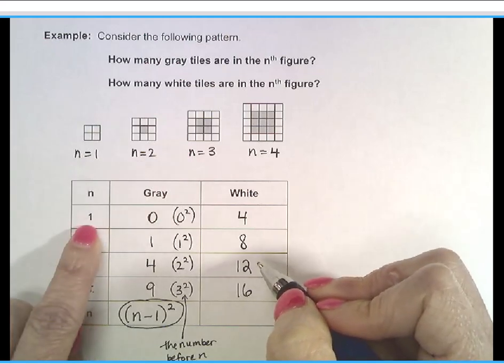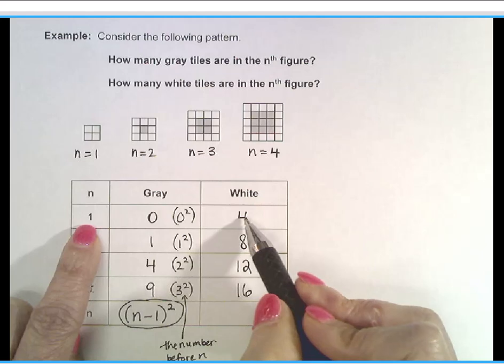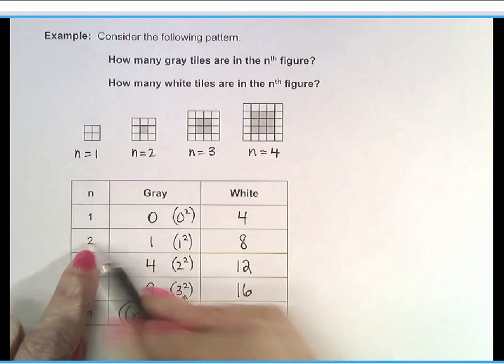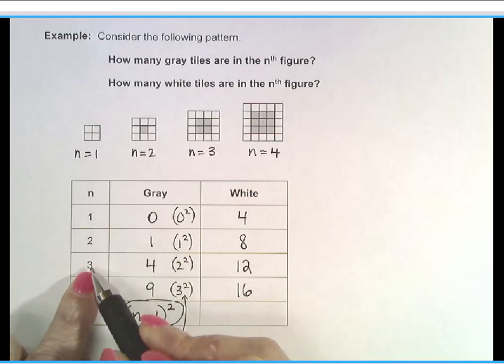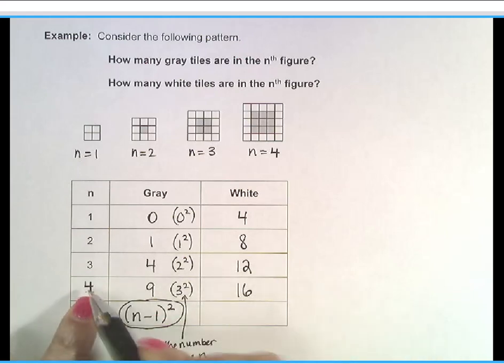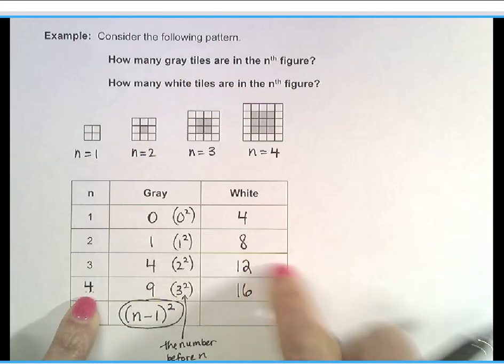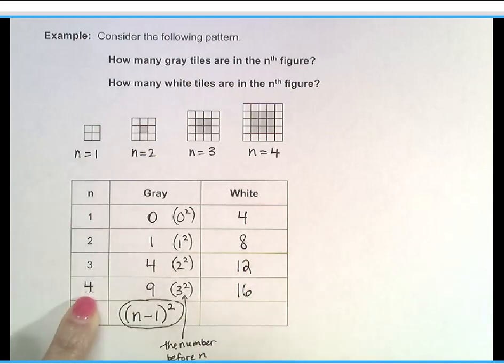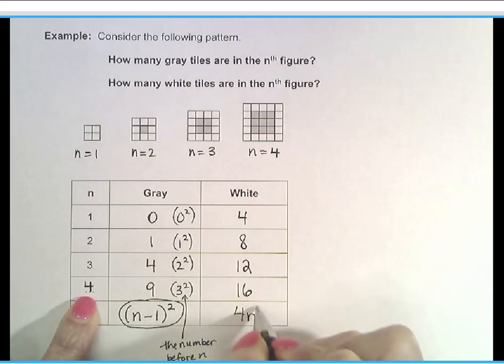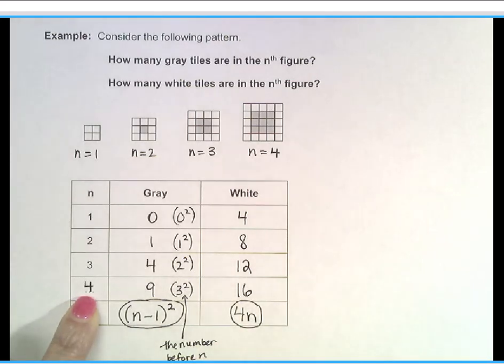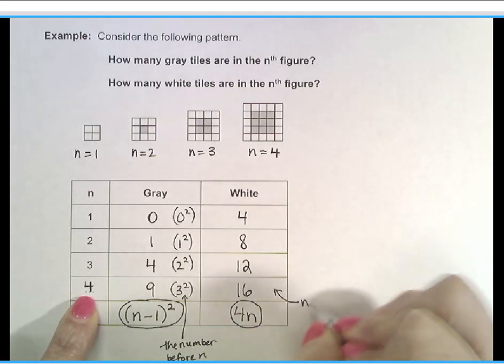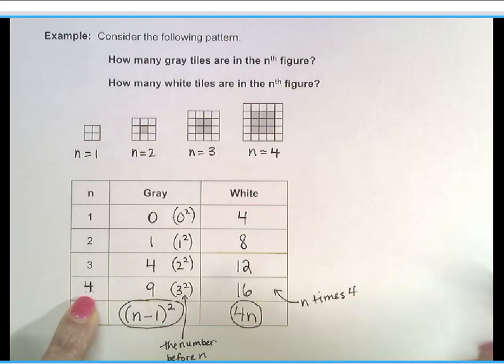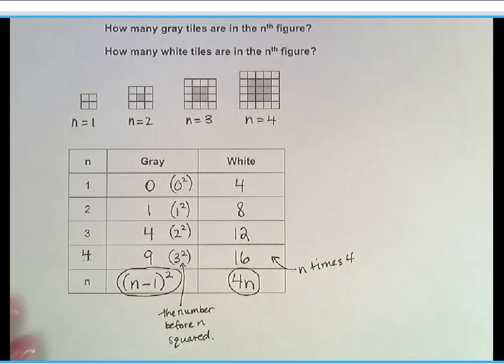But we want to relate it back to the position. So what could I do to 1 to get 4? What could I do to 2 to get 8? What could I do to 3 to get 12? Okay. I know we were adding 4, but it sure looks like we're multiplying each position times 4, and we are. You're adding 4 from position to position, but we're actually multiplying by 4. So if you take the position and you multiply it by 4, you'll see the number of white tiles. So we can see that these are n times 4, which we can write as 4n.